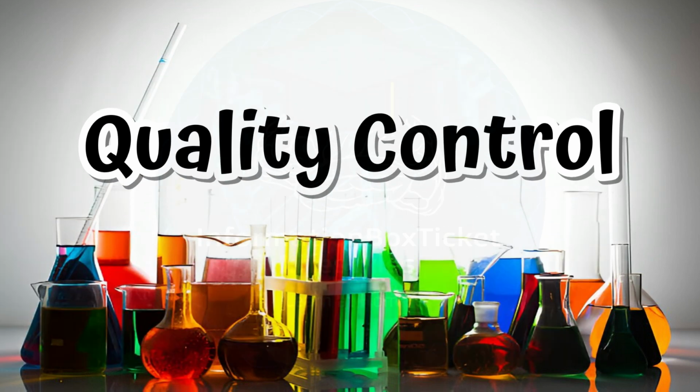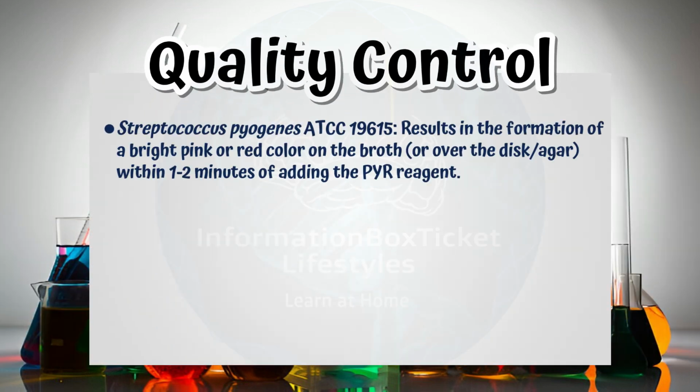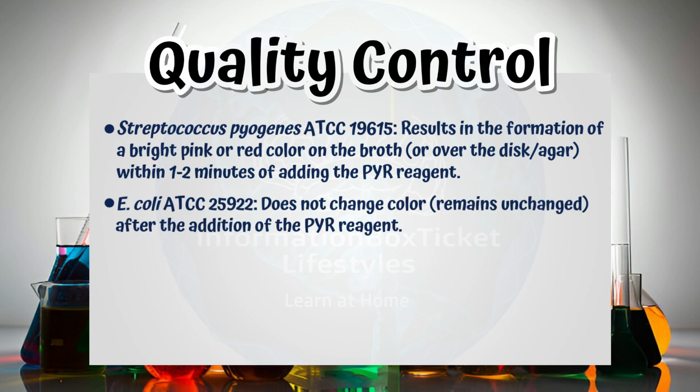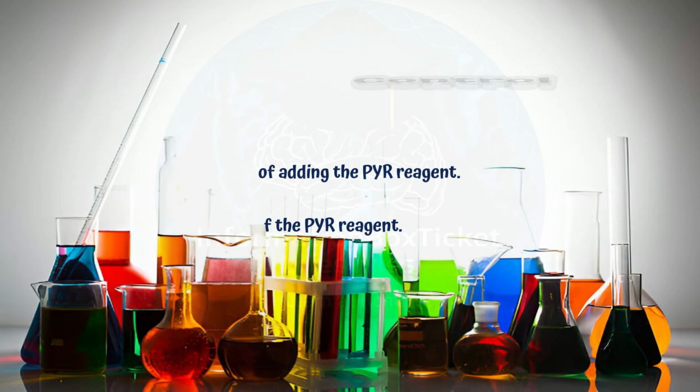Quality control. Streptococcus pyogenes, ATCC 19615, results in the formation of a bright pink or red color on the broth, or over the disc or agar, within 1 to 2 minutes of adding the PYR reagent. E. coli, ATCC 25922, does not change color, remaining unchanged after the addition of the PYR reagent.